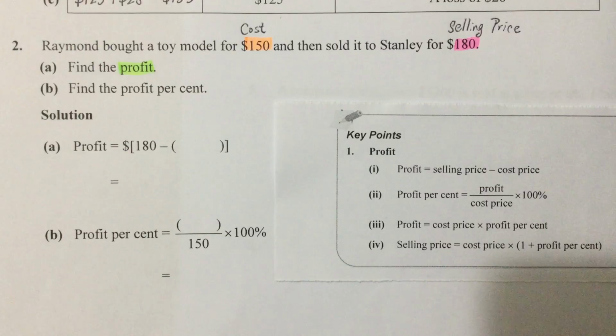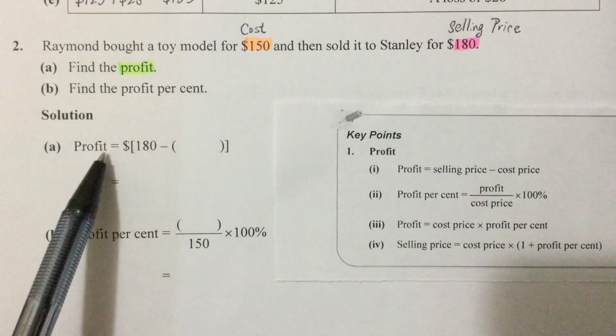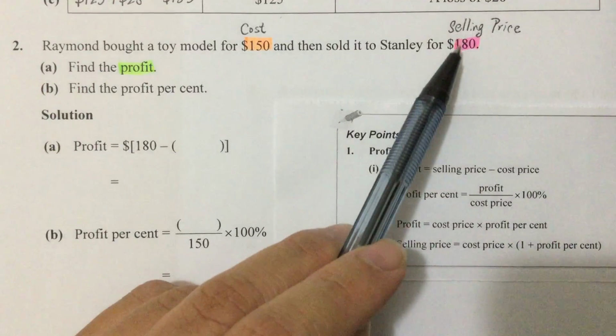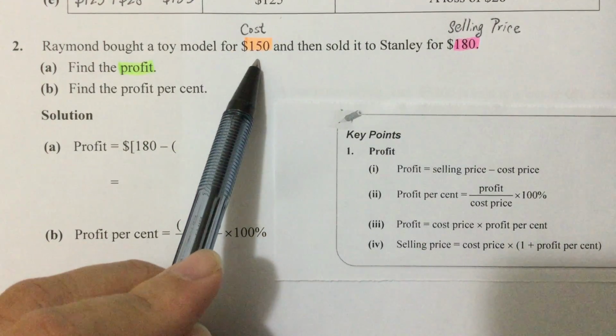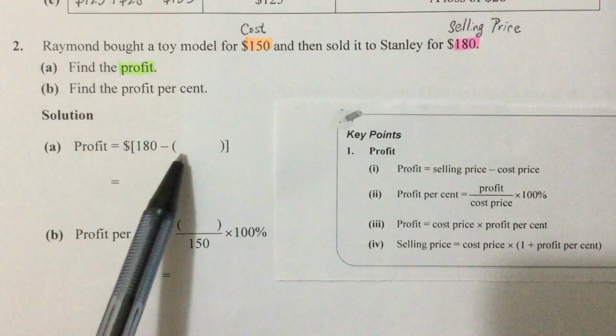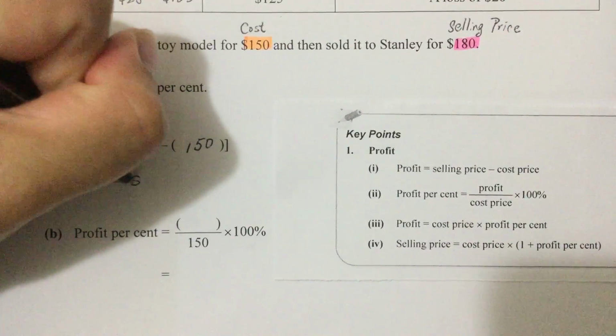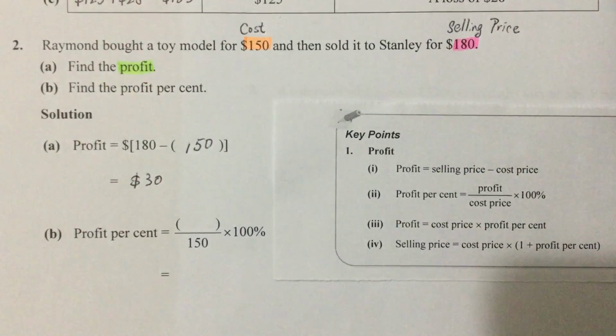Okay, now I will tell you the answer. If you cannot finish, just pause the video now. For profit, you can use formula 1. You have the selling price minus the cost price. The selling price is 180. The cost is 150. So use 180 minus 150. So the answer for the profit is $30.